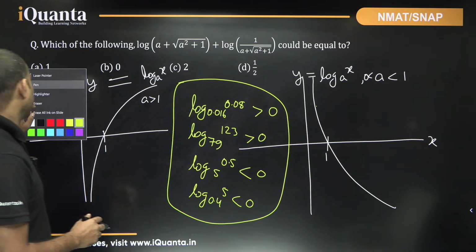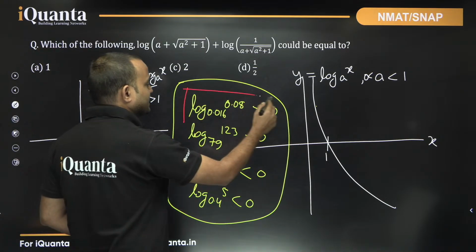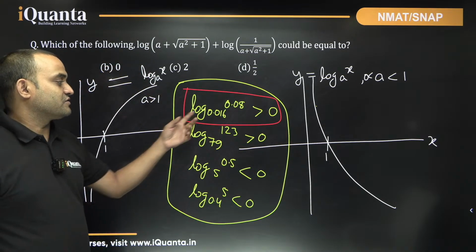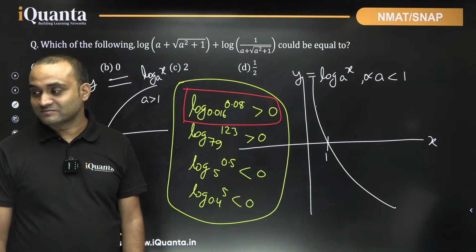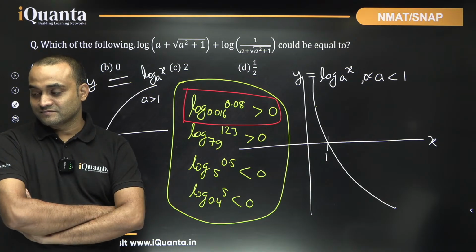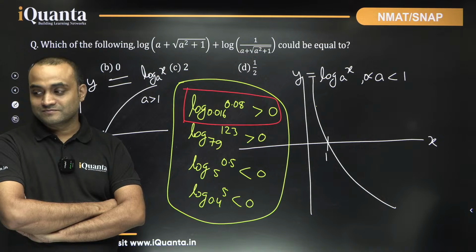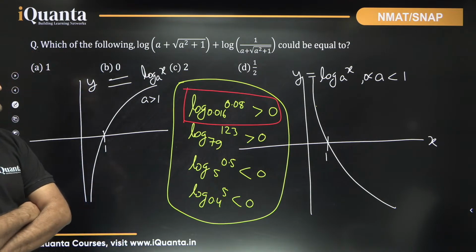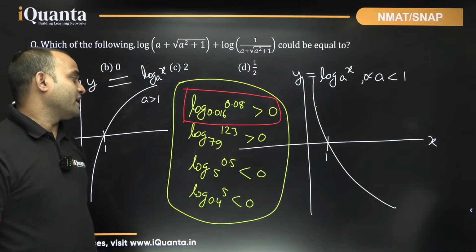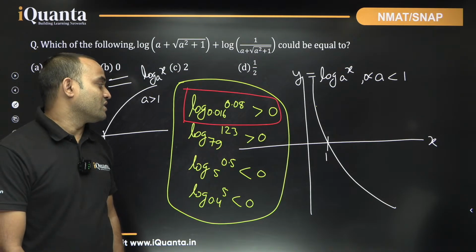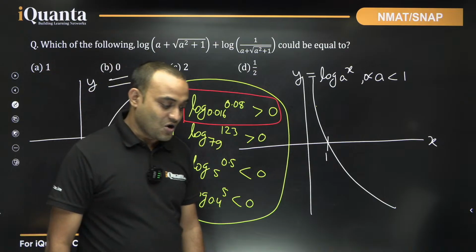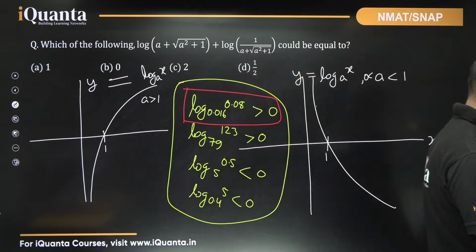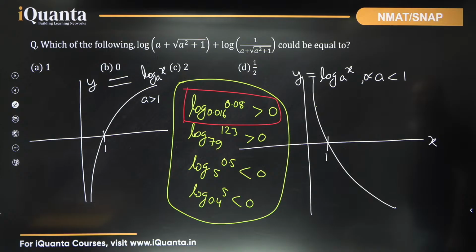Now, can you tell me about this value? Is this value greater than 1 or less than 1? Log 0.08 to the base 0.016 is greater than 0 or less than 0? Greater than 1 or less than 1? What will be this value?